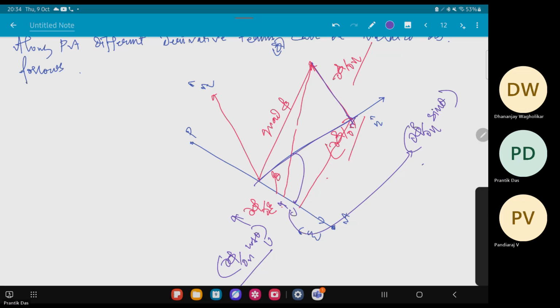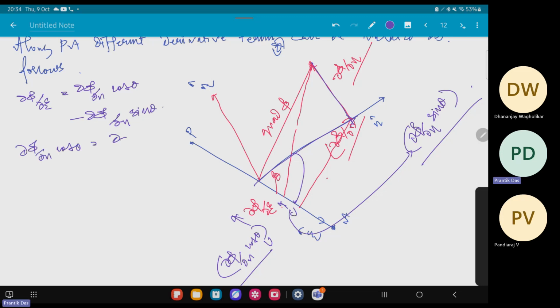so if I actually correlate all the derivatives, d phi d zeta will be equal to d phi dn cos theta minus d phi d zeta sine theta, and d phi dn cos theta equals d phi d zeta plus d phi d eta sine theta, and d phi dn will be equal to d phi d zeta 1 by cos theta. So this you can easily find out by using trigonometry, plus d phi d eta tan theta.